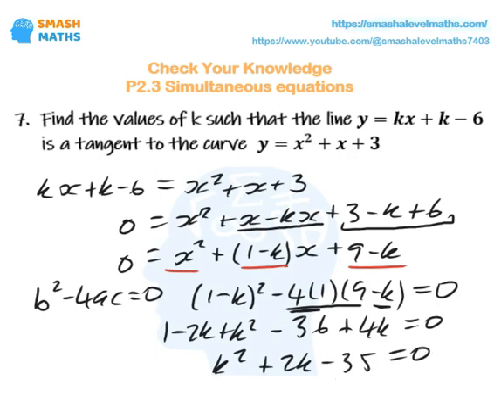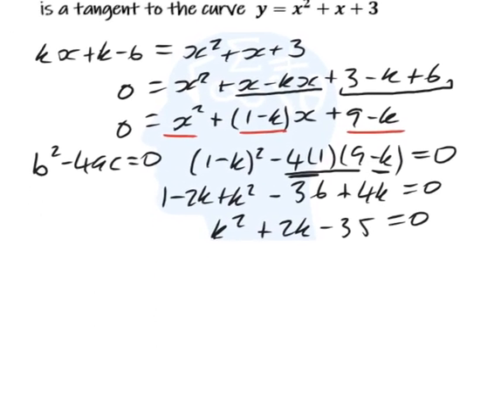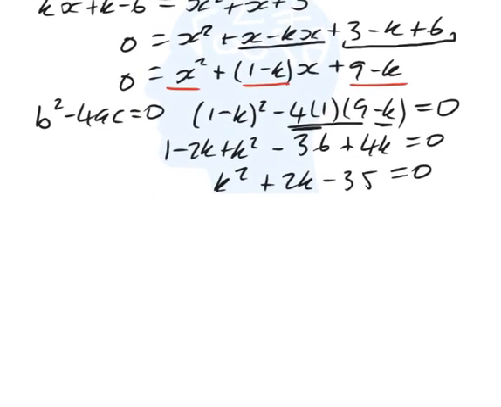equals 0. Now what we've done there is we started out with equations in terms of x, where x is our variable, and we've now ended up with a quadratic, k squared plus 2k minus 35, where k is the variable, and that's the thing we've got to solve because we know k is just constant values. So let's now solve this one and see what happens.